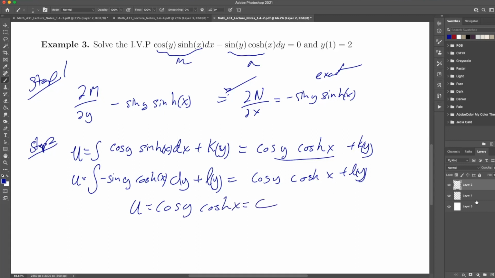Now, in this case, I want to find out what c is, and I'm given an initial condition. Once you get it to this point, you're just going to type in cosine of 2 times the hyperbolic cosine of 1. You plug in the initial condition, that's equal to c. You just crunch this through a calculator. You're going to get c equal to minus 0.64.